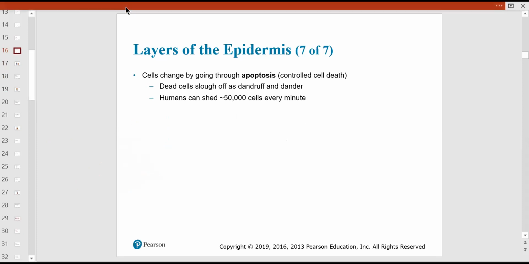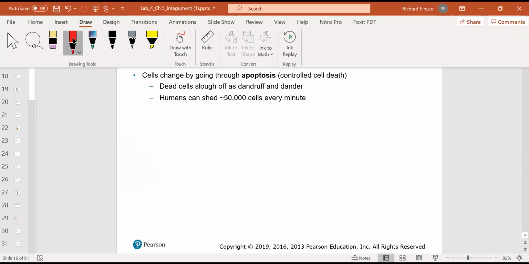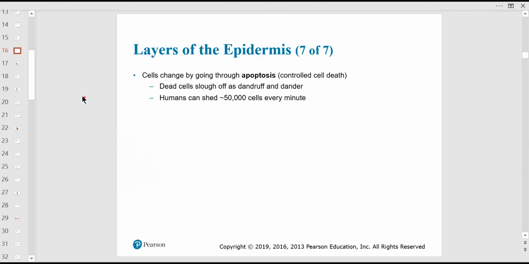Apoptosis, I mentioned this. This is programmed cell death. As the cells die, they slough off. Dander in animals. We have dander too, dried out hair, dried out skin. Humans can shed 50,000 cells every minute. 50,000 cells every minute. How many minutes have we been sitting here?